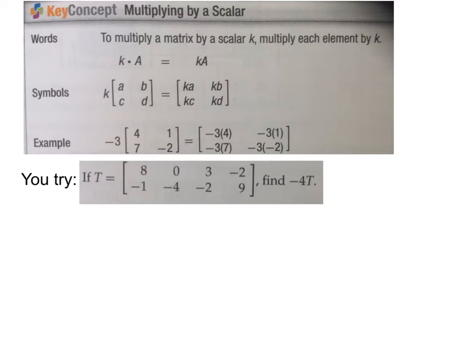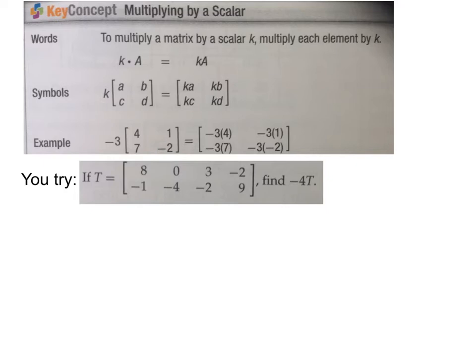So that's why they use the word scalar. But all you do is multiply everything in there by that same number. So if you look at that, as far as the symbols go, you're just multiplying everything by k. So here we're going to multiply everything by negative 3.